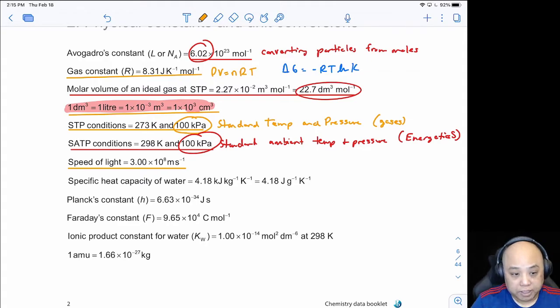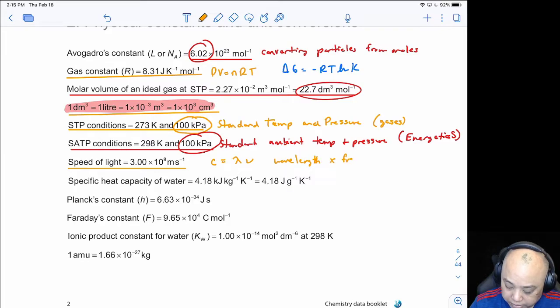Your speed of light value is going to be in your c equals lambda nu, which is your wavelength times frequency equation. I think that's the only place you would use it, because I guess you would use it in nuclear chemistry as well, but that's in the option. So that's the only time you're going to be using it.